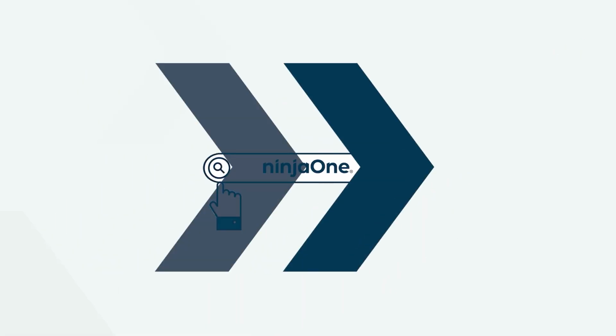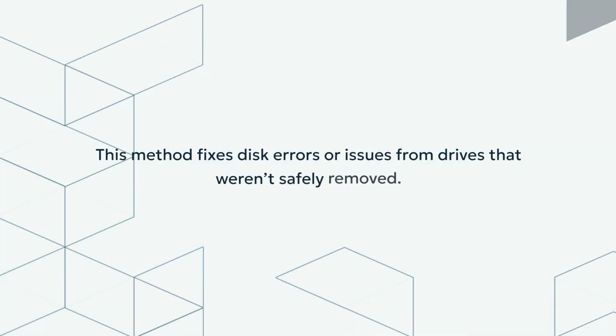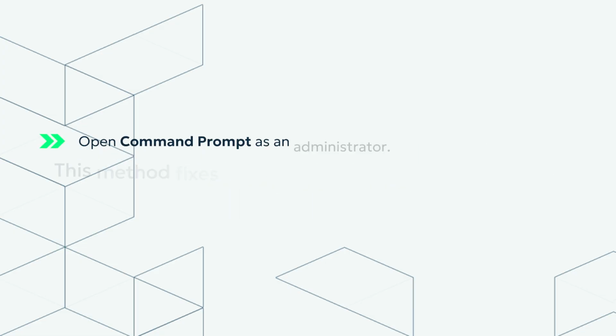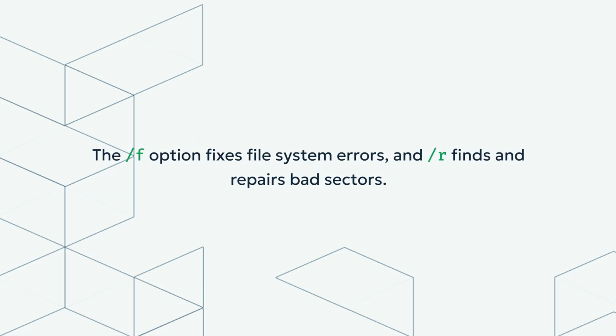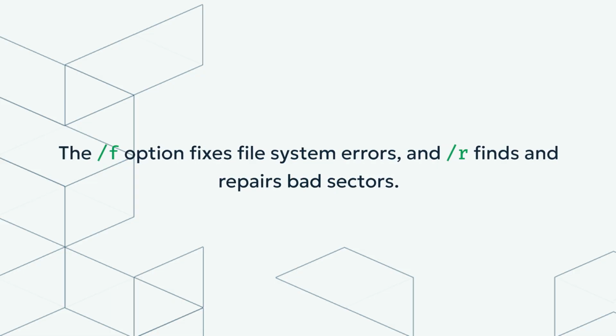Method 1. Run CHKDSK on the affected drive. This method fixes disk errors or issues from drives that weren't safely removed. Open Command Prompt as an administrator. Type this command and replace X with your drive letter. CHKDSK X: /F /R. Restart your computer if asked. The /F option fixes file system errors, and /R finds and repairs bad sectors.